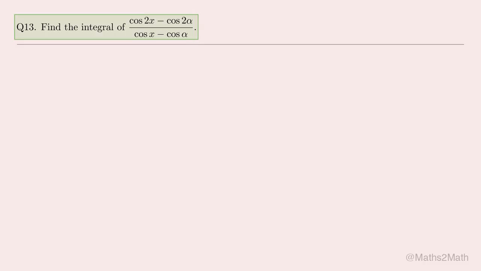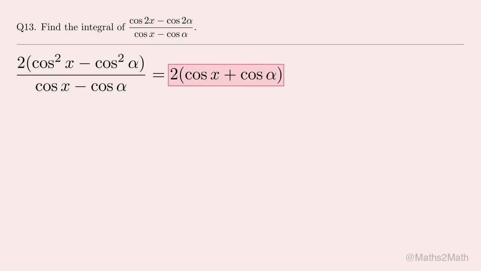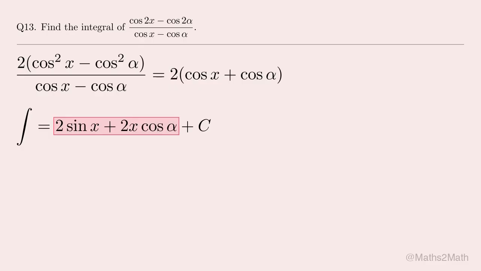Question 13. A symmetric difference over a difference. Convert both double angles to squares and factor. Cosine 2x is 2 cosine squared minus 1, so the numerator is twice the difference of squares, which factors over the denominator. Integrate, alpha is a constant.